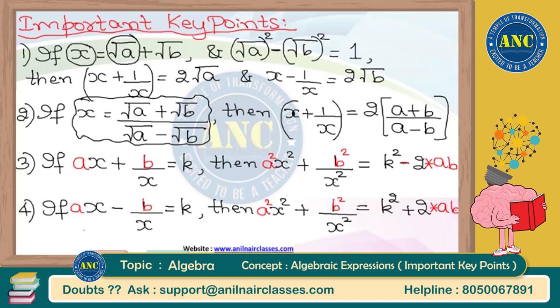This is the fourth notation. For the third and fourth notation, when the coefficients of x and 1 by x were 1, I told you how to write it. When it is not equal to 1, I manipulated it in the same equation. I hope you are very clear with the first 4 key points.